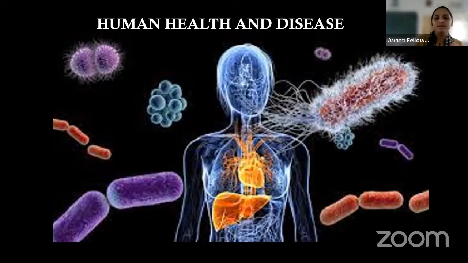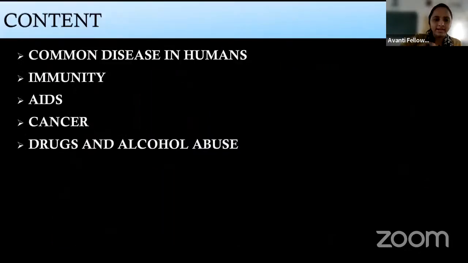Let us start the class. What are the things we are going to study in this? Students, first we'll look at the content. First we are going to study the common diseases in humans, for example, bacterial, viral, protozoan and helminth diseases. This is all we are going to study.